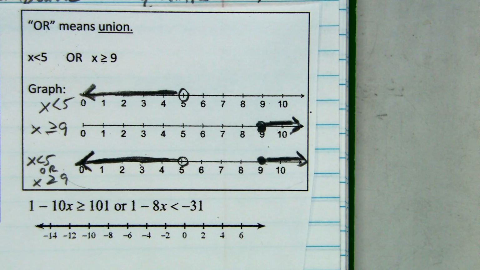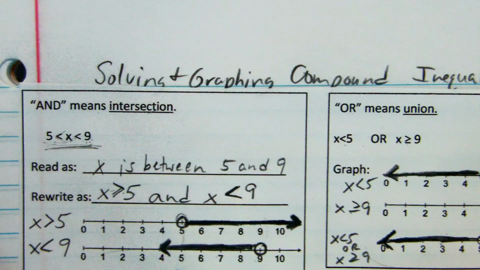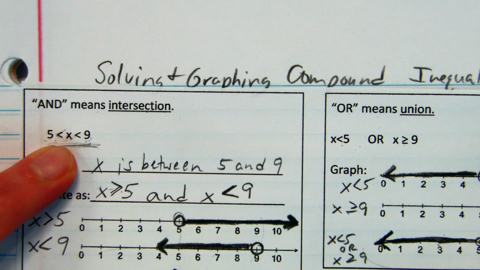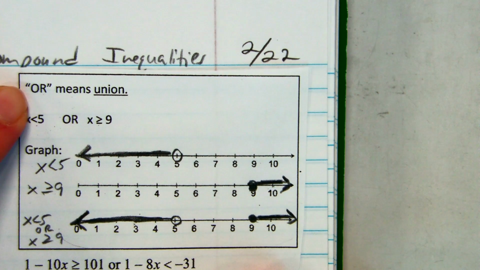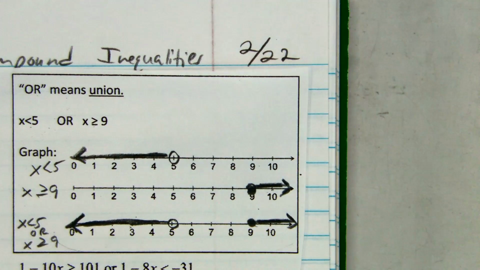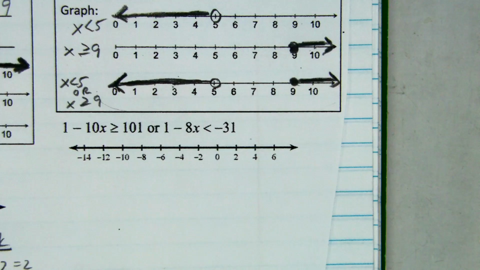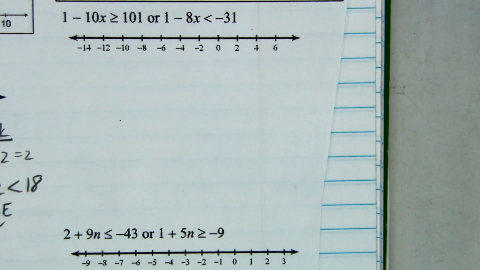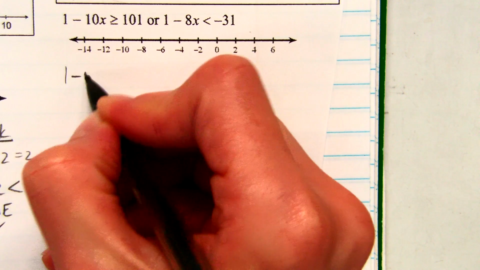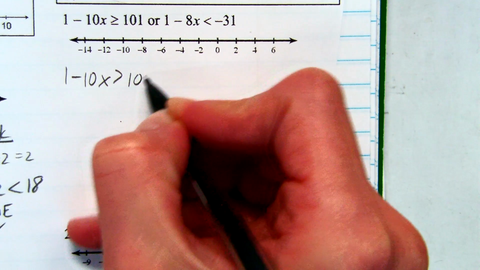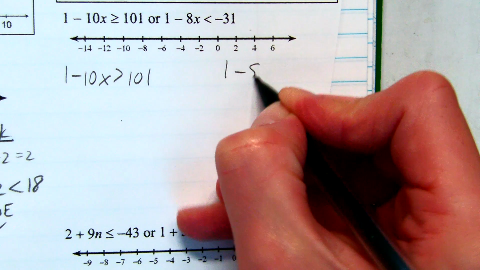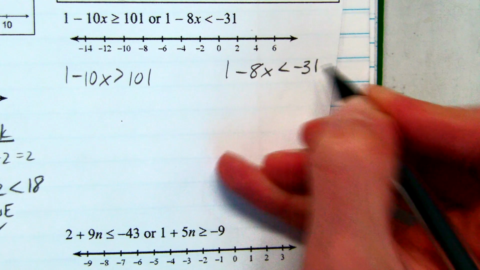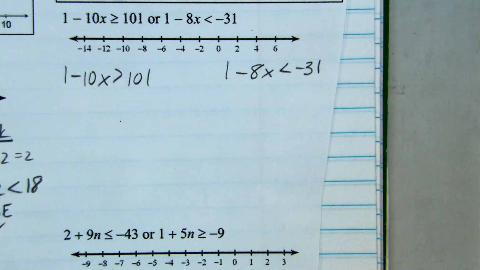So these will never be combined like we did over here. This only is for ands. Okay? So when we have ors, they're never going to be combined into one big inequality. It cannot happen. All right, so let's go down and look at our first example. We are going to have to copy these down here. So if you want to go ahead and take a second to copy it all down, you're going to need room to solve that.